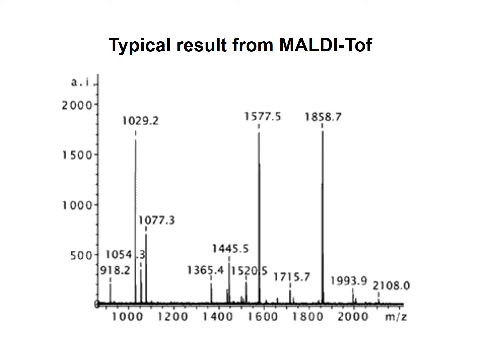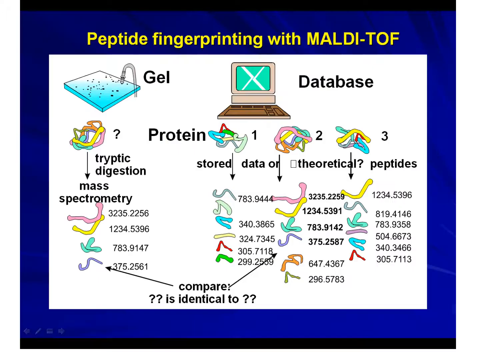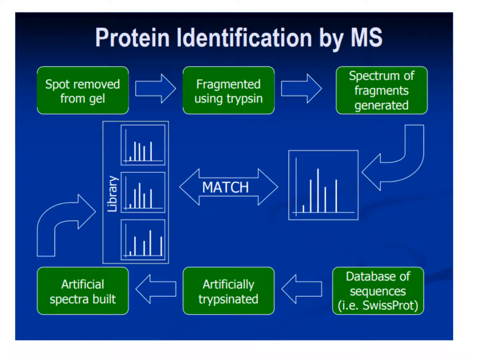That was neat. And then here's the typical result, these charge-to-mass ratios over the intensity. Here's the peptide fingerprinting, same concept: picking the gel, digesting, figuring out the charge-to-mass ratios, and then comparing to the database. So each of these fragments is identical to what protein in the database? Here's the same thing, just another figure here.